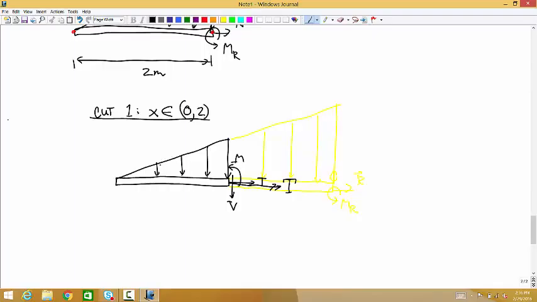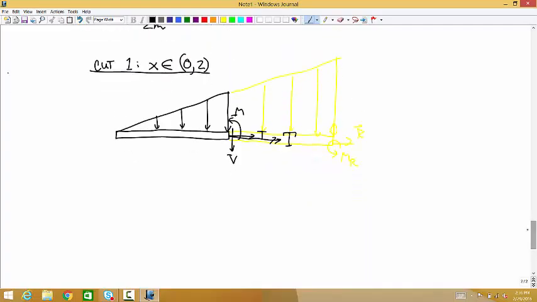Now, in order to go on with this calculation, we have to represent this part of the distributed load as a point force. The first thing we have to do is come up with a function of x to represent the height of this distributed load at any value of x. So we need the equation for the line that represents this distributed load.